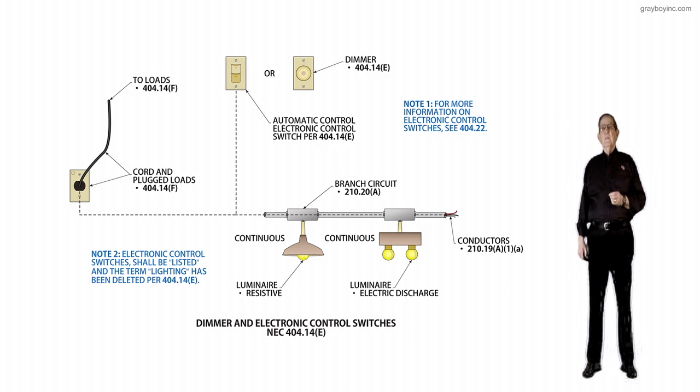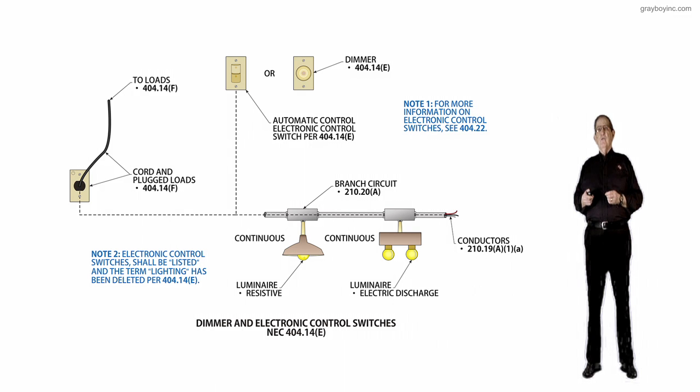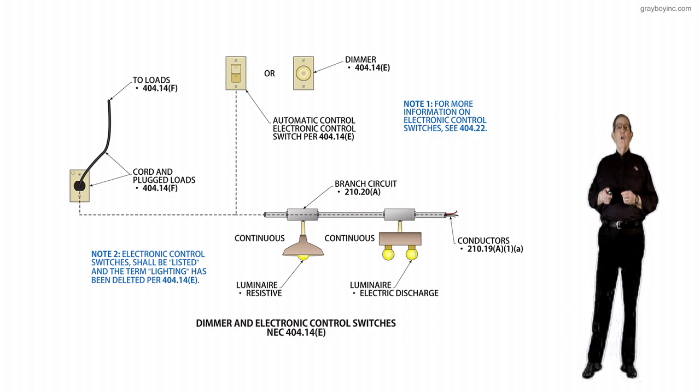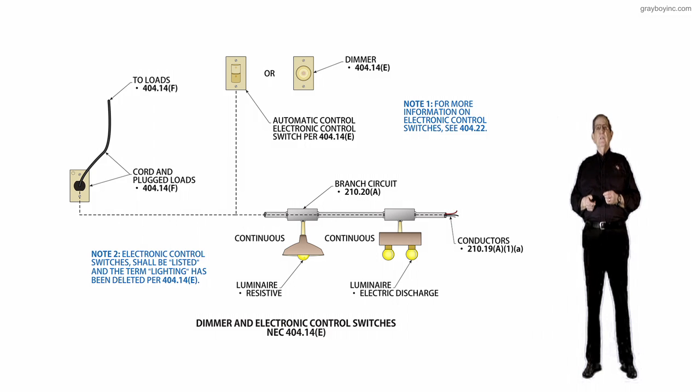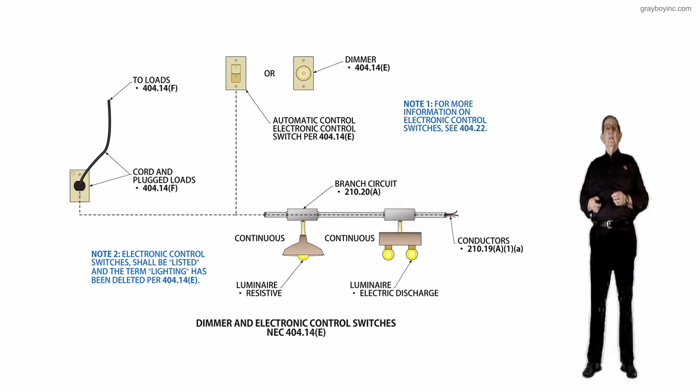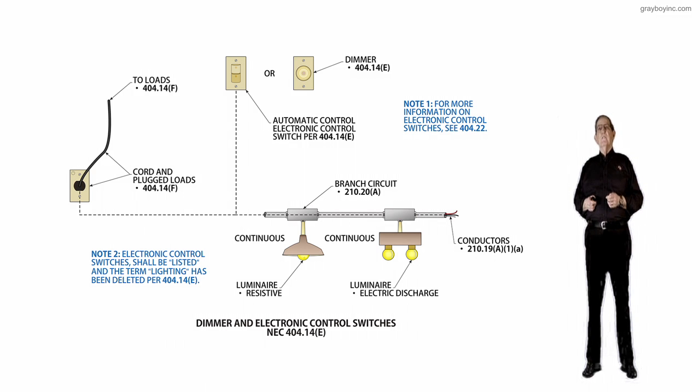Now, kind of reviewing this, if you had a switch at the top left of the illustration, it says automatic control electronic type control switches, and that's 404.14(E). And then you have the dimmer, 404.14(E). If we go over, we can also control cord and plug connected loads with an automatic control where it mates up and meets the requirements of listed and so forth, as we know is required.